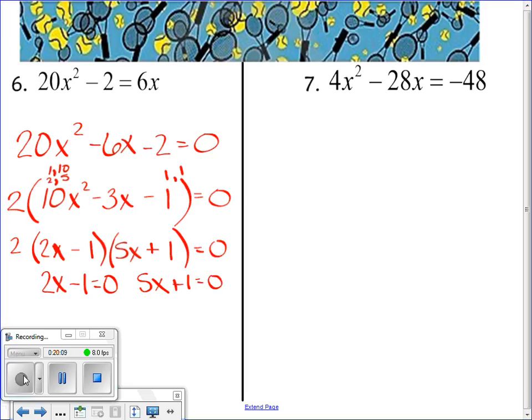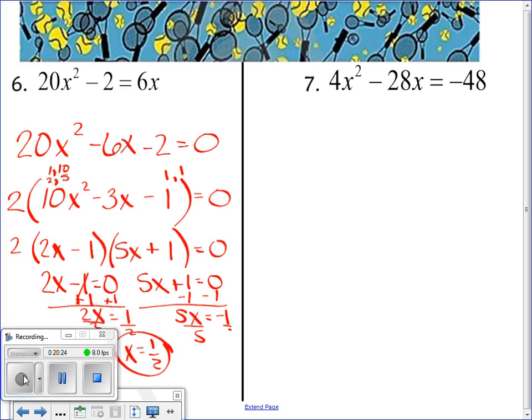Okay, so I set each one equal to 0 and then solve each one. So add 1. 2x equals 1, divide by 2. So we get x equals half. Subtract 1, divide by 5, so negative 1/5.